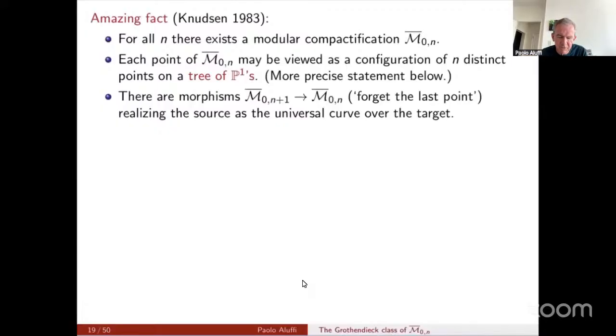So each point of M0n bar, the compactification, corresponds to something. I will advertise what it is in a moment. It will be, again, a configuration of n distinct points, but instead of being in P1, they are going to be in trees of P1s. I'll talk about this. It's a beautiful picture. And then you have these morphisms that forget a point, which realize M0n plus 1 bar as the universal curve over M0n bar.